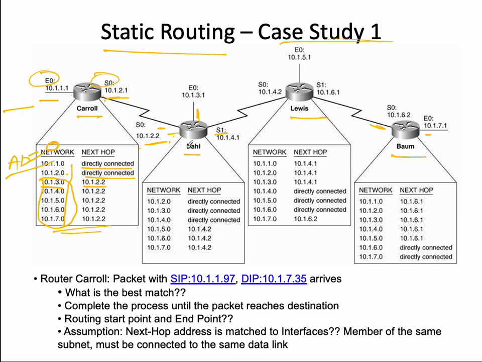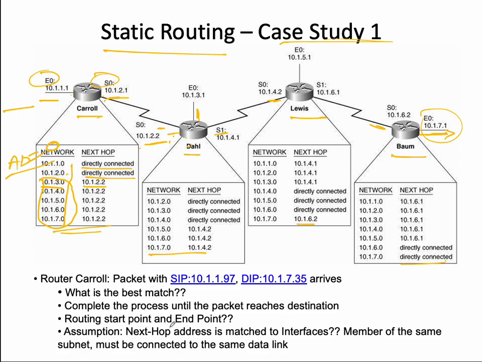And then Dahi will look into its routing table. Hey, 10.1.7.0. Okay, simply forward it to this guy, right? And Lewis looks into the routing table for 10.1.7.0. All right, I do have an entry, forward it to here. And it says, hey, 10.1.7.1, this is directly connected. So it's forwarded to this interface. This is how the routing works, right? So router Carol basically looks at what the best match is, and completes the process until the packet reaches the destination.